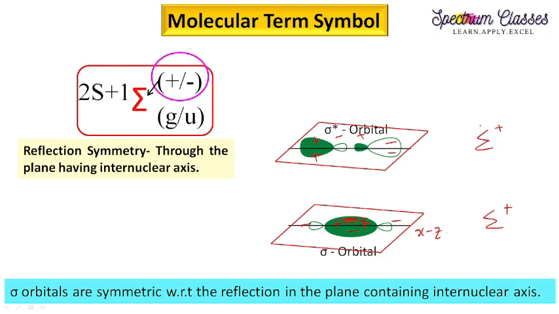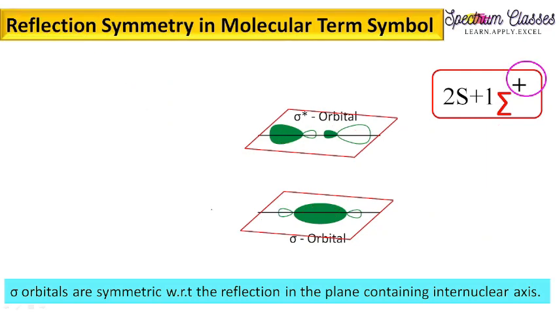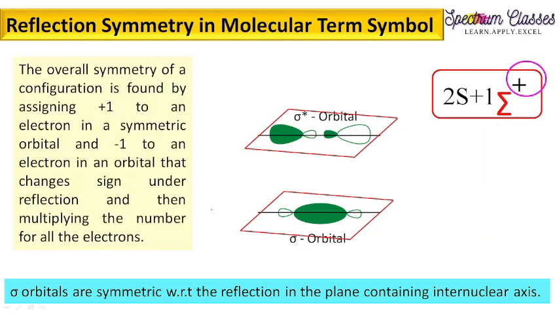So in general, we can say sigma orbitals are symmetric with respect to reflection in the plane containing the internuclear axis. For these sigma orbitals, we designate the molecular term symbol as sigma plus. And this is applicable only for the sigma term, right? We can understand this as we did in the case of inversion symmetry.